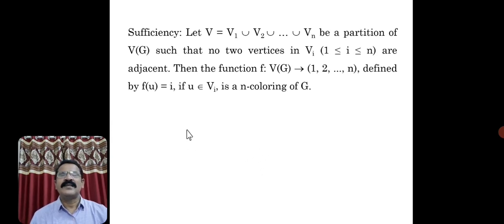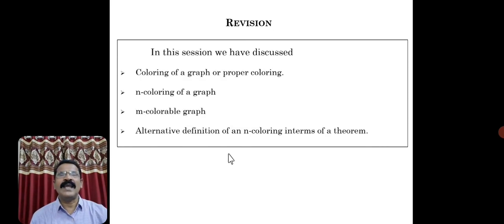It implies the same n coloring how we have defined in the first slide. Even we have defined the same in another way. So it is a theorem. So it gives the same meaning how we have defined the coloring, or you can say n coloring of a graph.